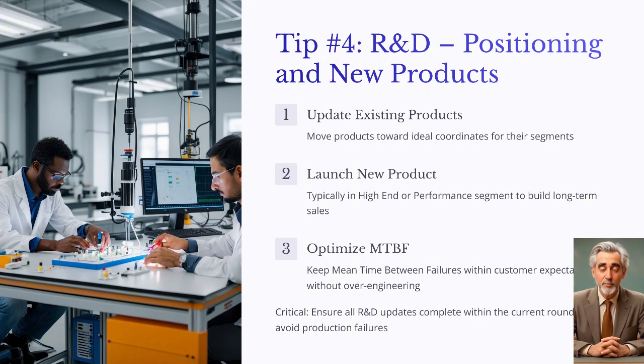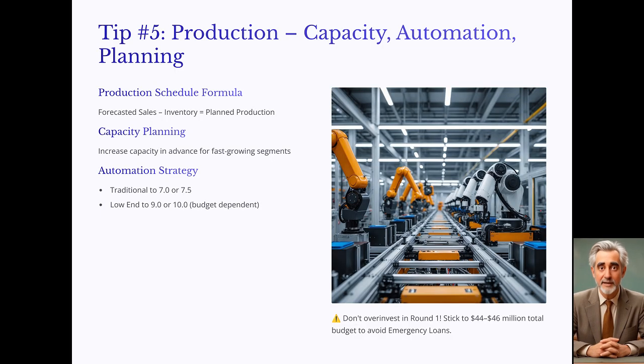Tip number 5. Production, capacity, automation, and planning, 9:00 to 12:30. Using the forecast from tip number 2, set your production schedule, SCU, precisely. Use the formula: forecasted sales minus inventory equals planned production. Increase capacity in advance for fast-growing segments. Raise automation: traditional to 7.0 or 7.5, low end to 9.0 or 10.0, depending on budget. Why? Because automation reduces labor cost per unit and increases contribution margin in future rounds.